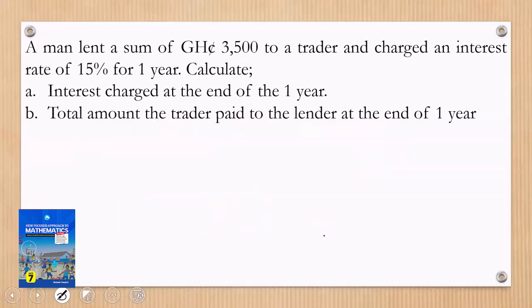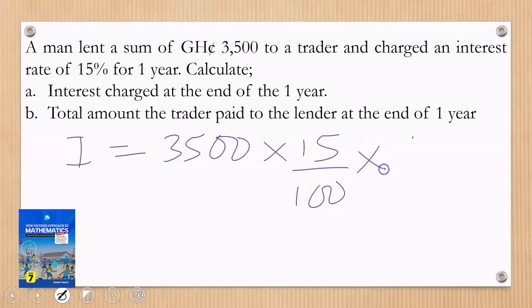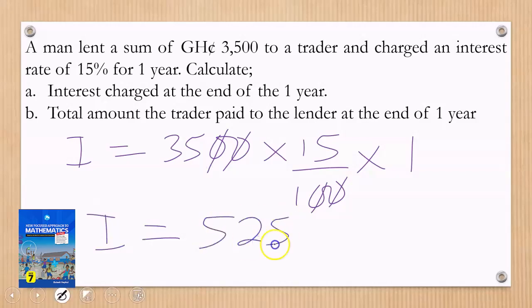A man lent a sum of 3,500 to a trader and charged an interest rate of 15% for 1 year. We want to know the interest charged at the end of 1 year. And once again, the interest is equal to the principal amount times 15 over 100 times 1 year. And again, we do these simple calculations. We have our interest to be equal to 525.